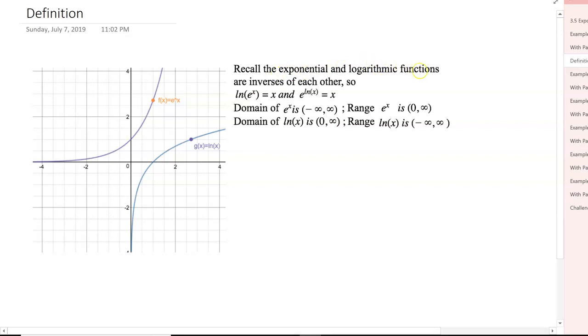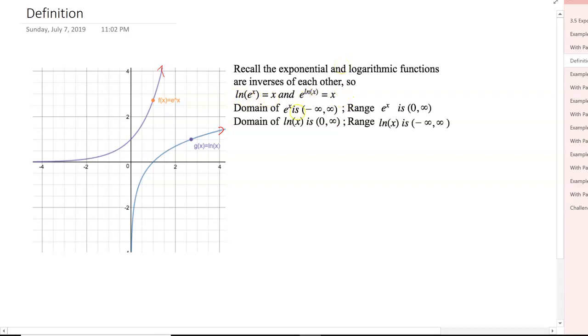Let's talk a little bit about the exponential and logarithmic functions, again being inverses of each other. We're just using those ideas for a while. And so this is a graph of f of x equals e to the x, an exponential function, and g of x equals ln of x, which is a logarithmic function. If they're inverses of each other, if we make a composition of them, then our answer will be x either way.